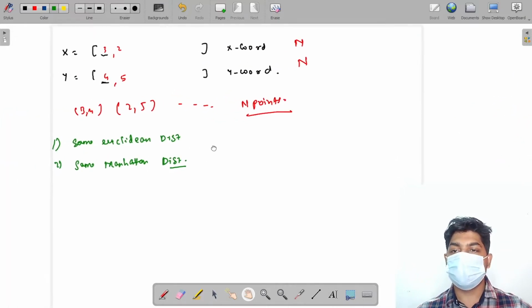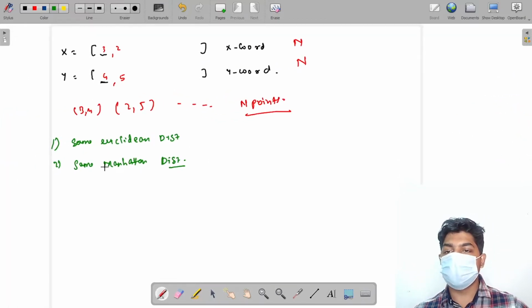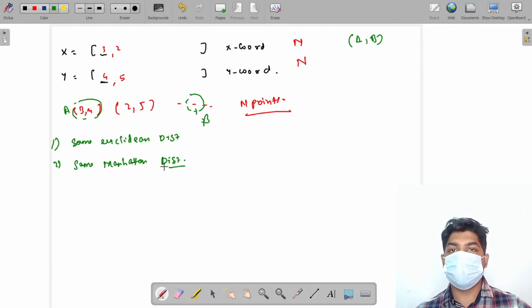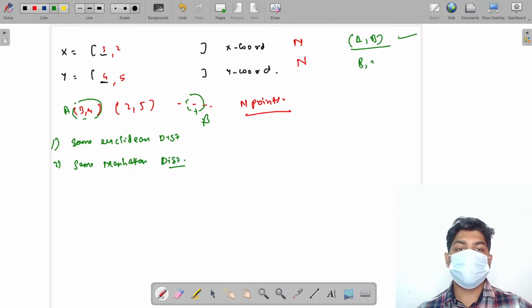Now let's get back to our problem. Along with that, if a comma b is a pair, meaning we found two points, point a and another point b, which follow these two criteria, that is, for these two points the Euclidean distance and Manhattan distance are the same, then we should not consider b comma a also. Both have the same value, but we have to consider either a comma b or b comma a, not both. Either one of them will be considered.